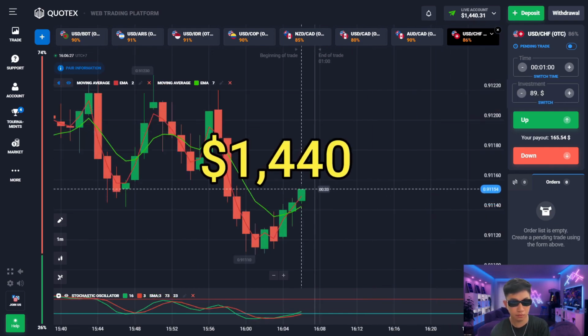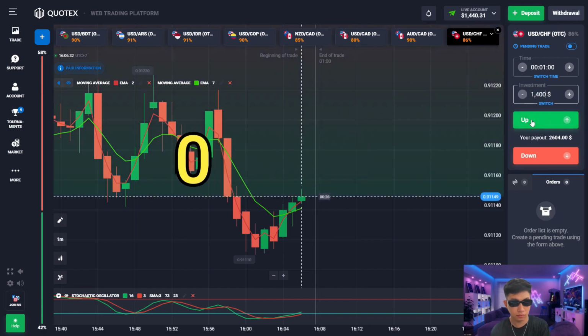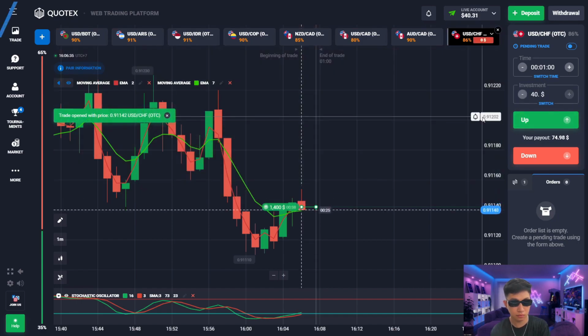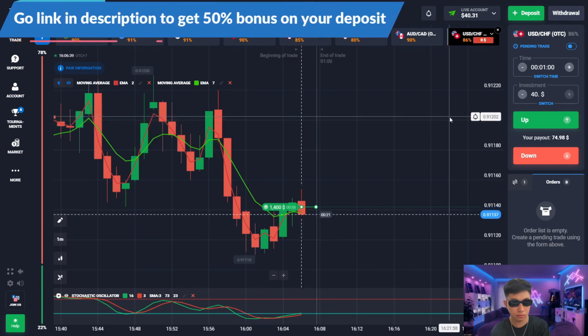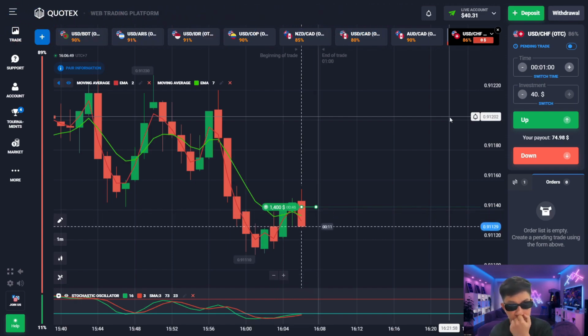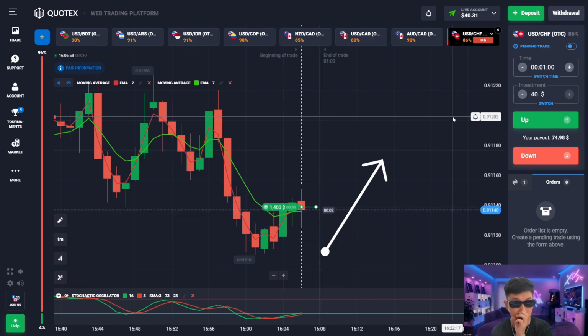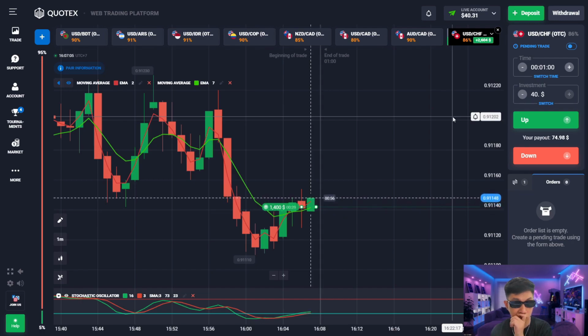Presently, my capital stands at $1,440, an impressive achievement. The stochastic oscillator indicator has recently crossed the oversold threshold and is now trending upwards, a trend further supported by the moving average. This combination provides a compelling signal indicating an uptrend in prices. Consequently, I anticipate a price increase.